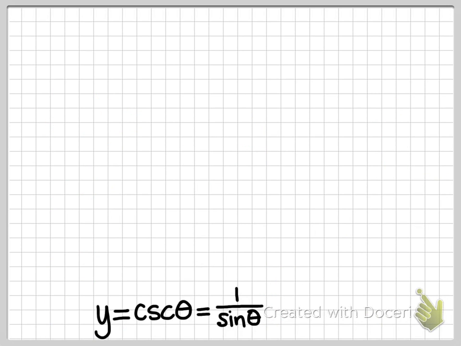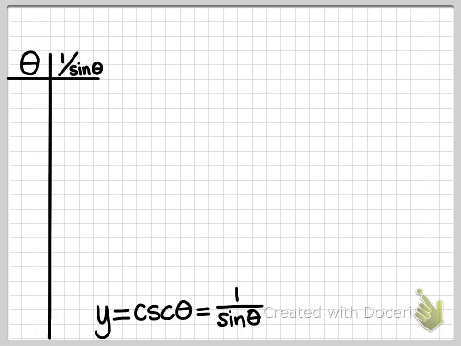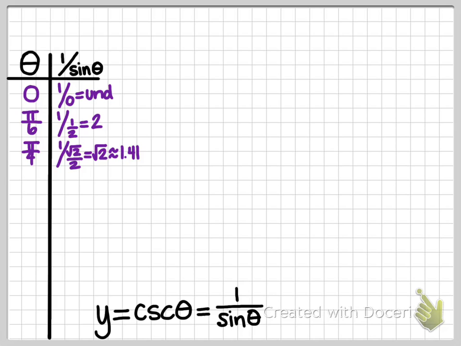Okay, so now we're going to do the reciprocal of sine, which is cosecant. The same process. We're going to plug in the values of the angle and find 1 divided by sine. So 0, we've got 1 divided by 0 is undefined. Pi over 6, 1 divided by 1/2 is 2. Pi over 4, 1 divided by square root of 2 over 2 is equal to square root of 2, which is approximately 1.41. We're going to see the same numbers that we saw on the last function, since sine and cosine have the same values around the unit circle. They're just going to be at different angles.